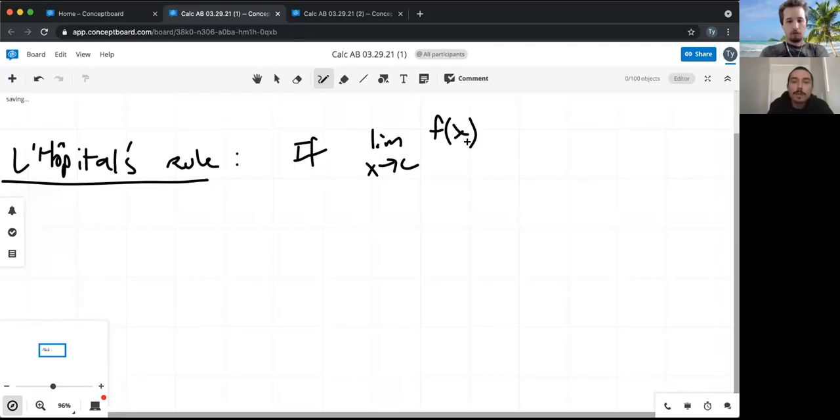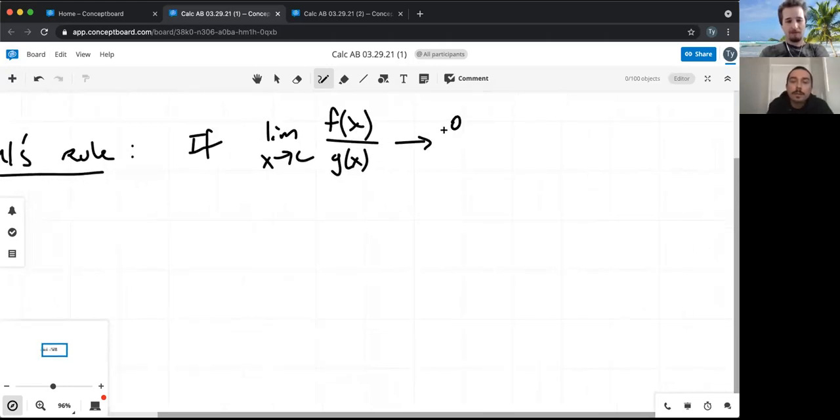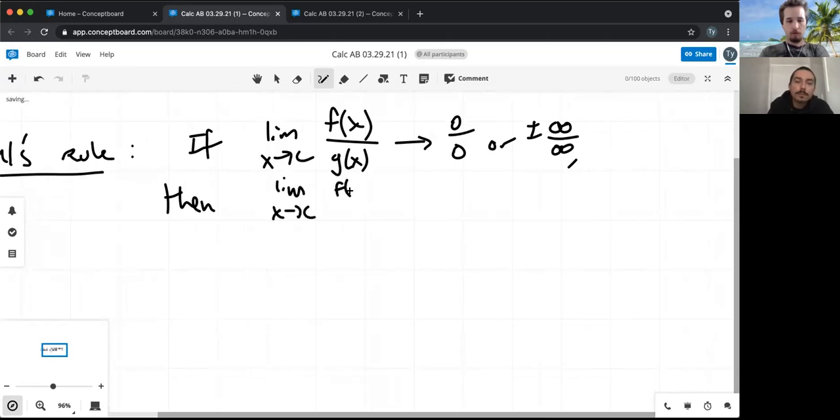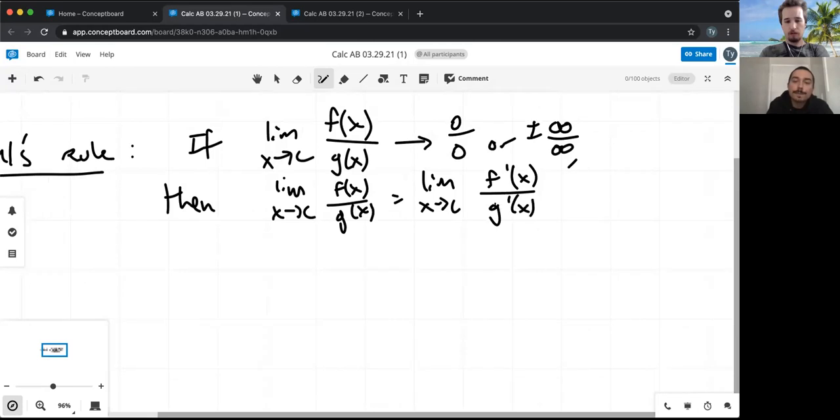...of a function f over a function g, hey, that rhymes. If that goes to either 0 over 0 or plus or minus infinity over infinity, then the original limit is equal to the limit with the same x going to c of the derivative of the top over the derivative of the bottom. So just as a review.